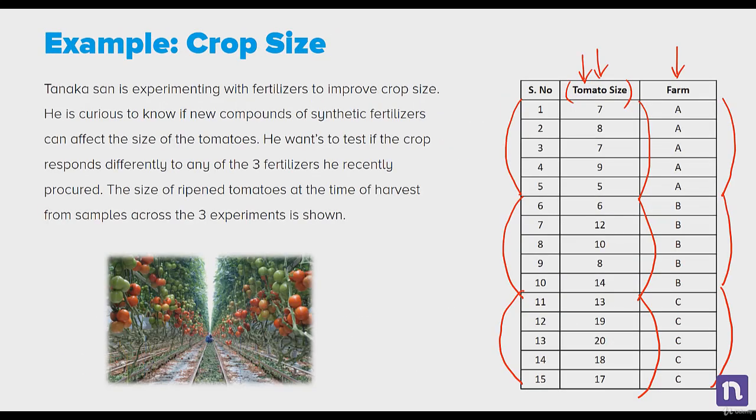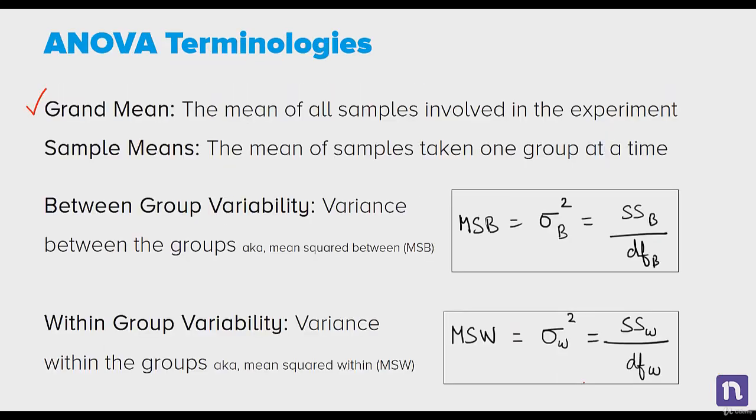In this case, we have three different groups. For each group, there is one sample mean. So that would transform as the mean of these samples, these samples, and these samples. Three different sample means we have.